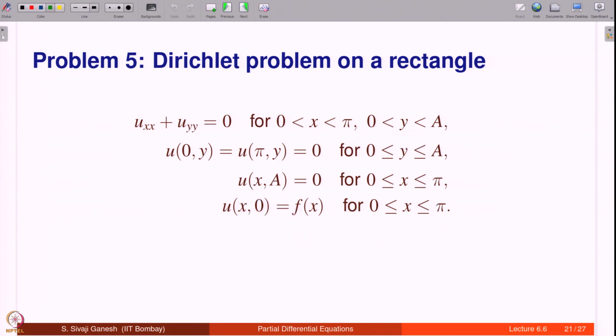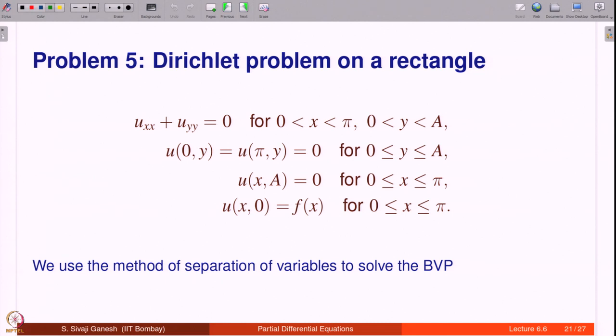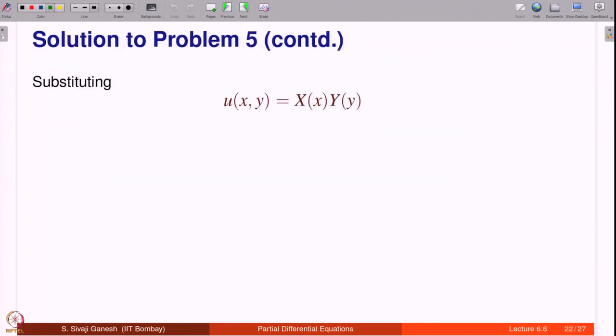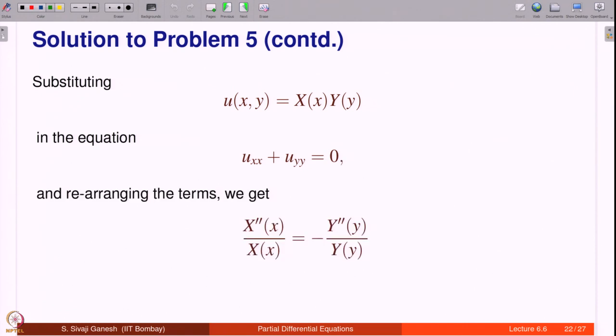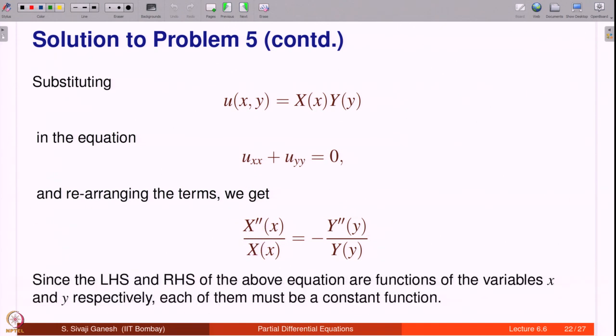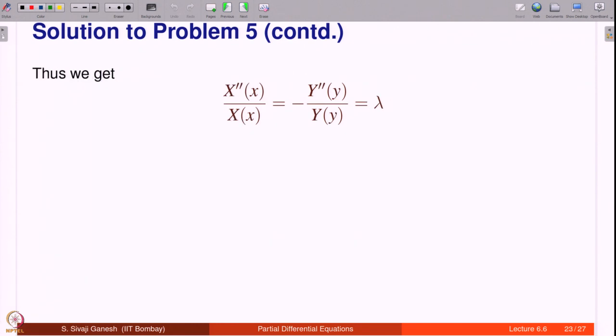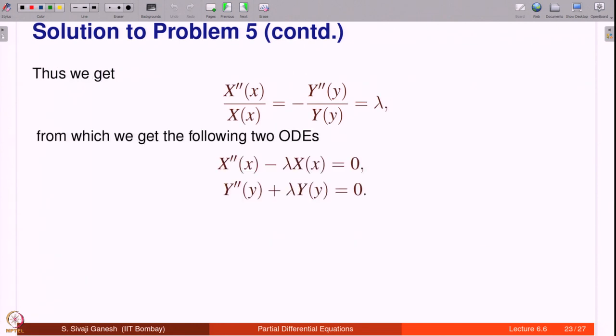We are going to use separation of variables method to solve this BVP. We are experts, therefore, I just quickly go through the computations. So, we substitute u equal to X of x into Y of y in the Laplace equation and then rearranging the terms we get this. Now, we observe that the LHS depends only on x, RHS is a function of only y, and that is possible if and only if both of them are separately equal to a constant. So, we put lambda here and from here we get the two ODEs.